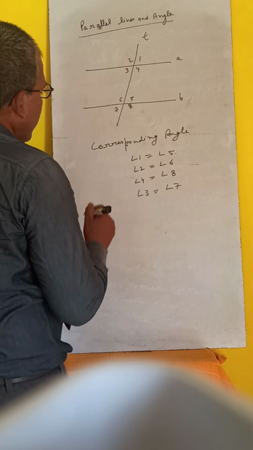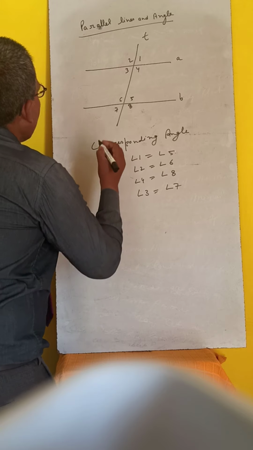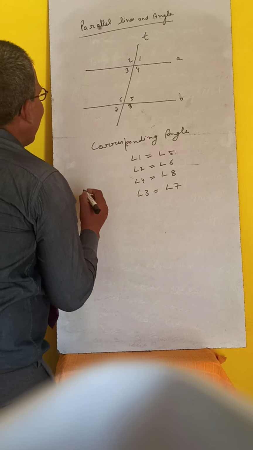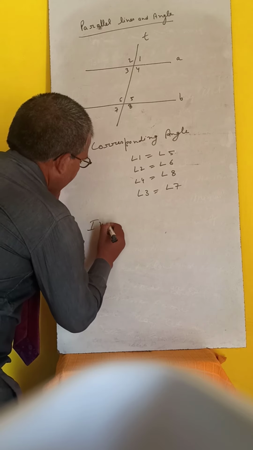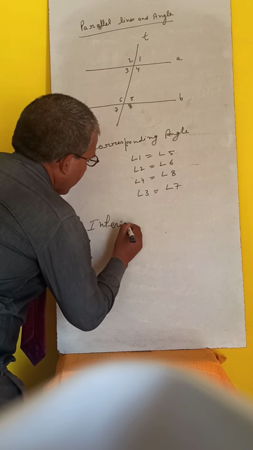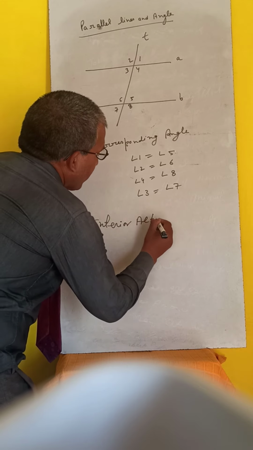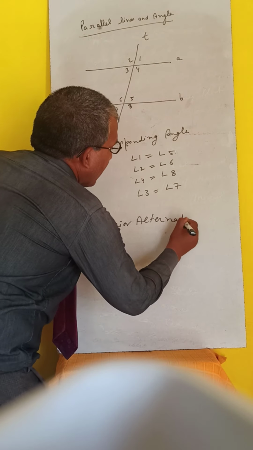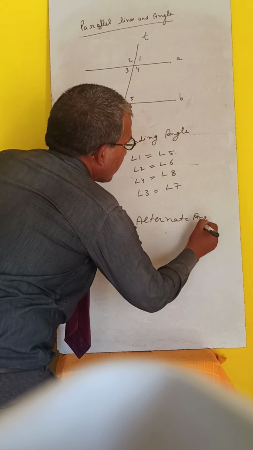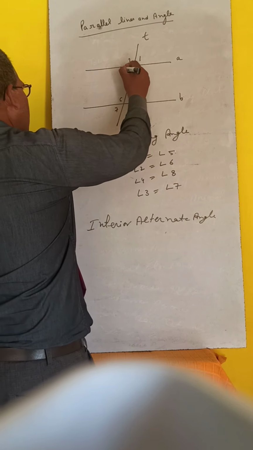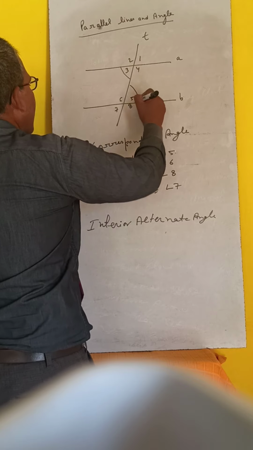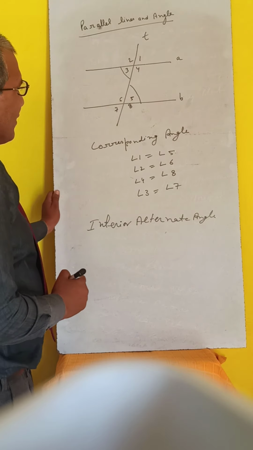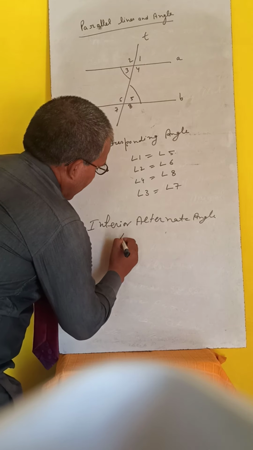Now see here, interior alternate angles. Angle 3 and angle 5 are equal. These are interior alternate angles.